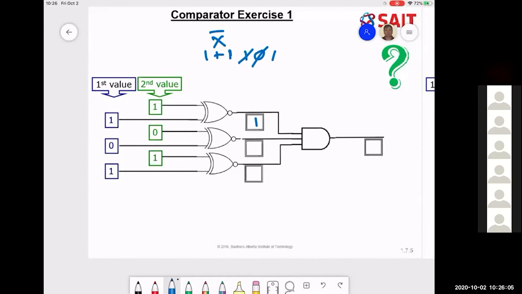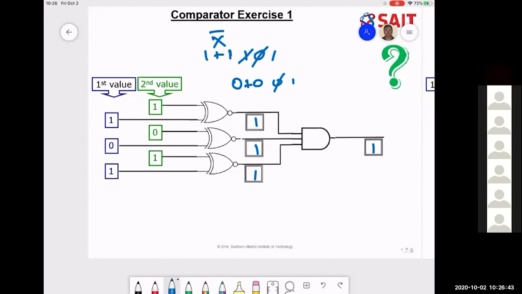0 exclusive NOR 0. It's going to be 1. I've got 0 or 0, so it's going to be 0. There's no exclusive about it, there's no 1s in there. I've got an inverter to make it a 1. And then 1 and 1 exclusive NOR 1. We've already done that. I've got an AND, 1 and 1 and 1, gives me a 1.